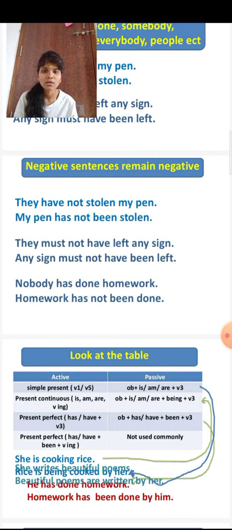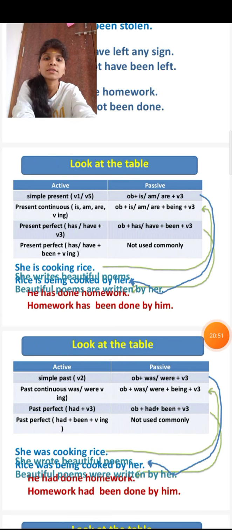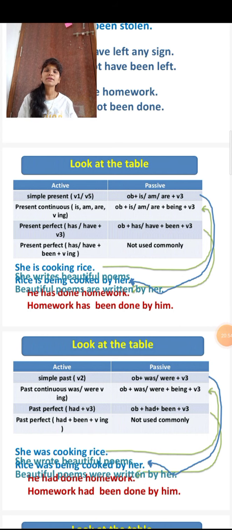Nobody has done homework. Homework has not been done. The tense form is what you have to focus on to change from active voice into passive voice, and the participle form also. And look at the table for transforming a sentence from active voice into passive voice. Obviously, all the time we have to know the structures, meaning what verb forms we have to use, what auxiliary forms, what helping verbs we have to use. So focus on this table.